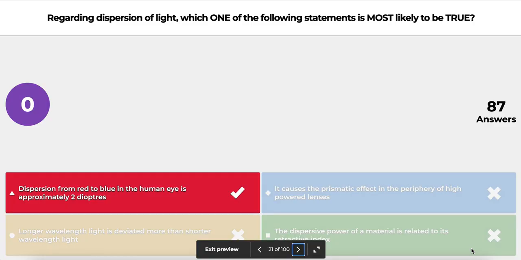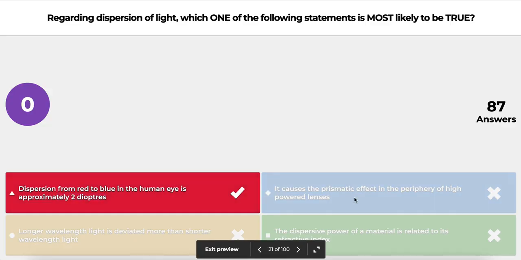Yes, the first one will be the correct answer. So the dispersion of light is a characteristic in which there is a breaking down of the white light into its color components, and this occurs in the human eye due to the prismatic effect of the ocular media like the lens and the cornea. So they will be dispersed between the blue and red color, and this dispersion will be over a range of 2 diopters.